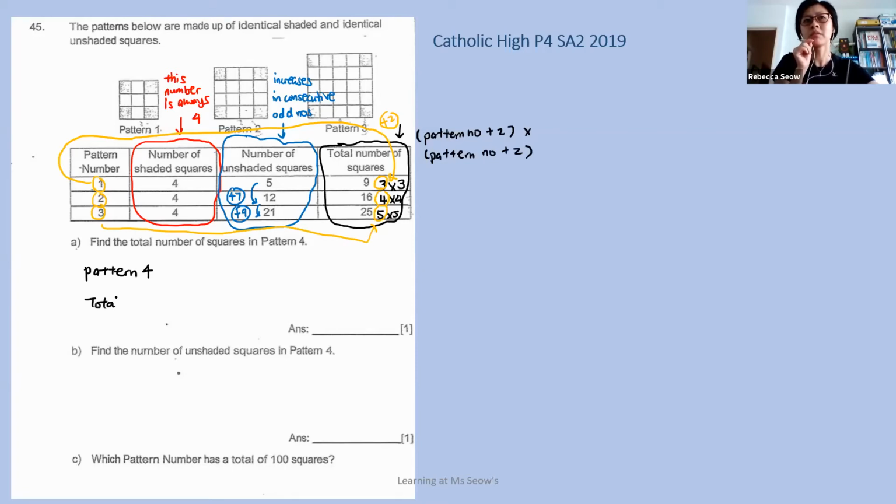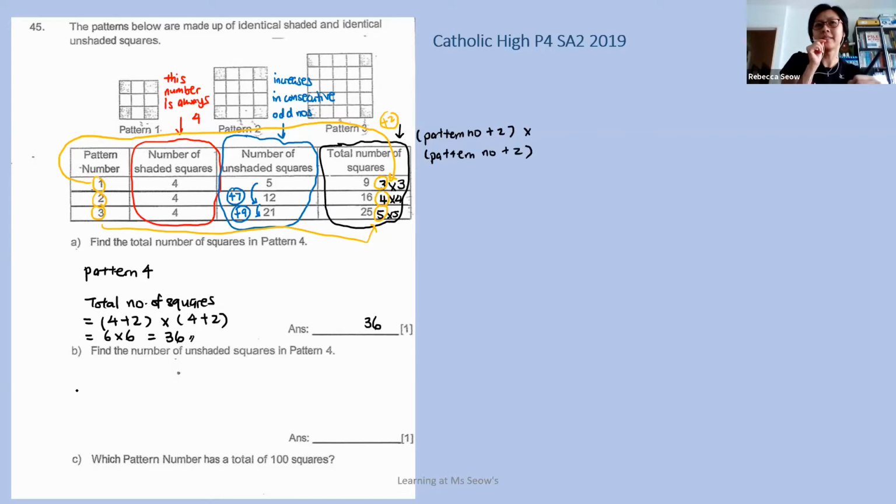So the total number of squares will be 4 plus 2 multiplied by 4 plus 2, which is 6 times 6. So the answer will be 36 squares. Now, let's move on to finding the number of unshaded squares in pattern 4.